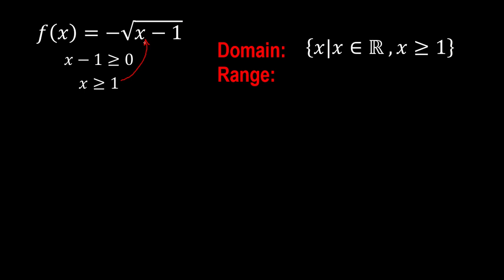Let's say another one, we have 3. 3 minus 1 is 2, the square root of 2 is square root of 2, that is negative square root of 2. As you notice, it produces a negative value. So therefore, we can say that y is an element of all real numbers provided that y is less than or equal to 0. If we substitute the values of x here, it produces a negative value, so y is less than or equal to 0.